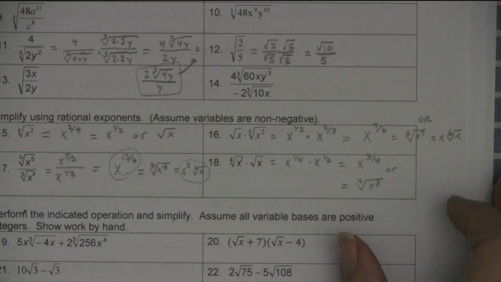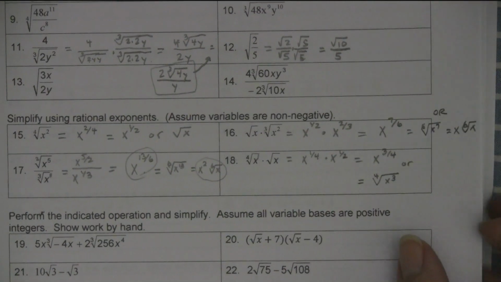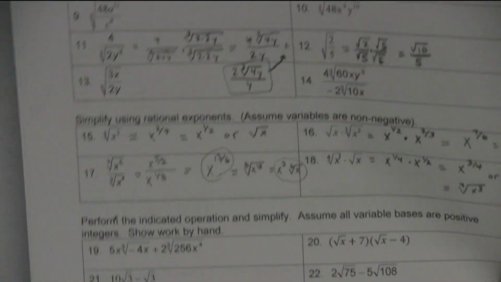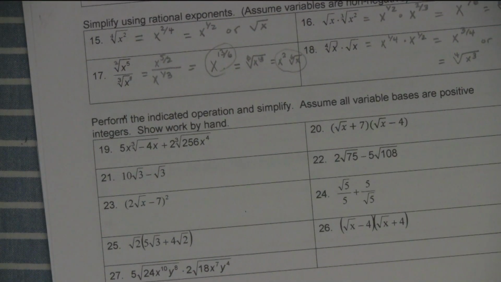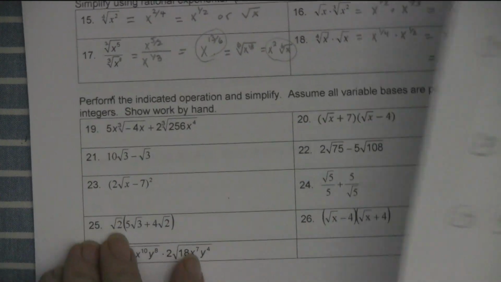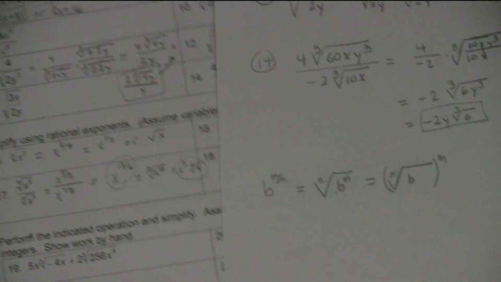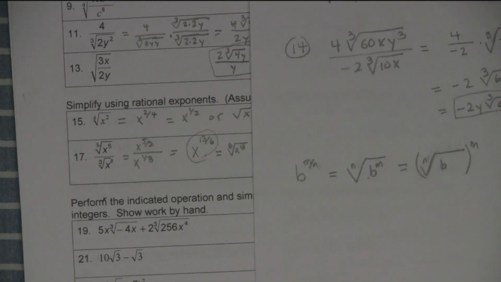This is a problem in your textbook. 19's not going to fit, and so I'm going to have to go on my paper here to do number 19. How can I get both of them showing at the same time? Here's 19.